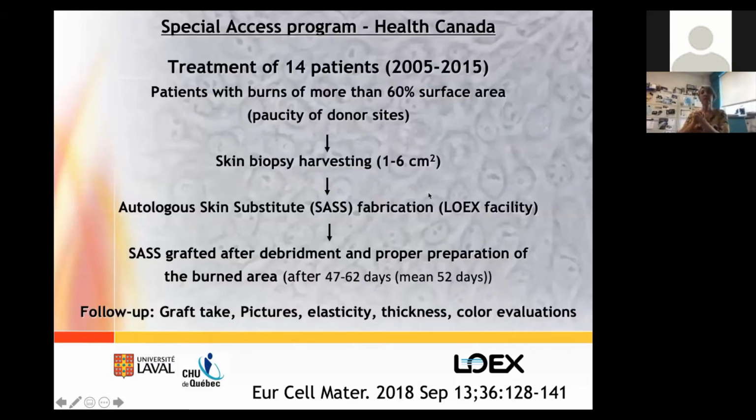This skin substitute was first used to treat burn patients following a special access program from Health Canada. Following this program, we have treated 14 patients from 2005 to 2015. These patients were burned on more than 60% of their body surface area. So it was a problem to treat them using the standard procedure because of the difficulty to obtain donor sites. The surgeon sends us a skin biopsy and we produce the skin substitute. After that, we send the skin back to be grafted.